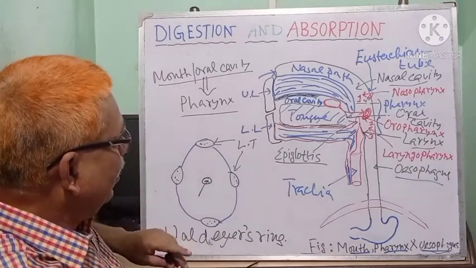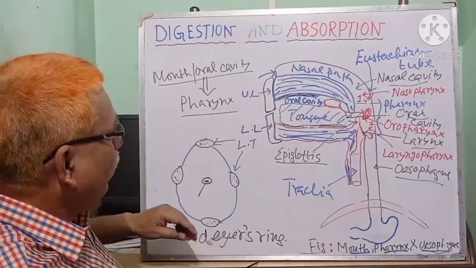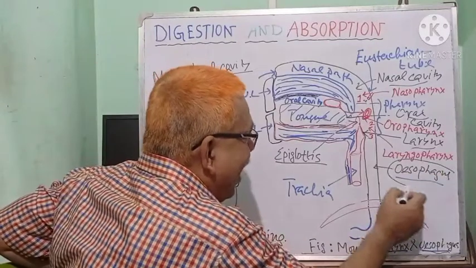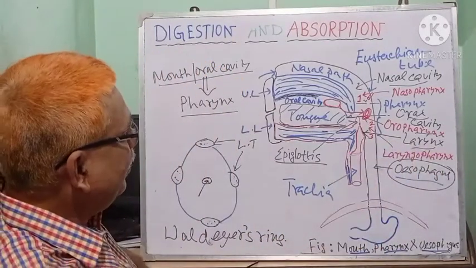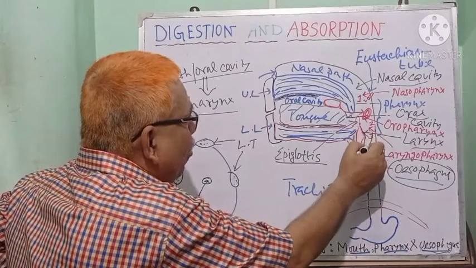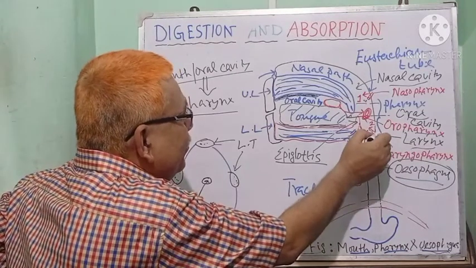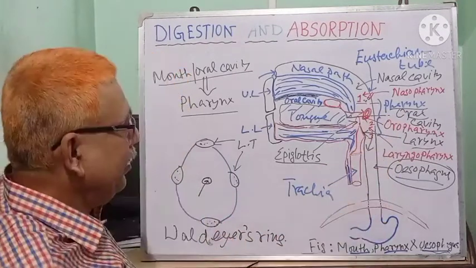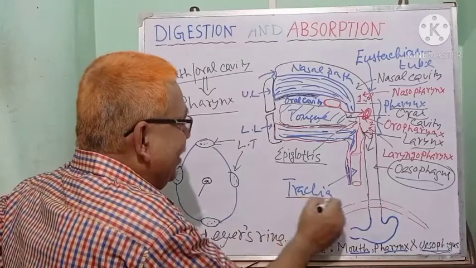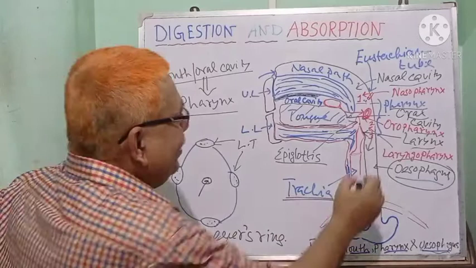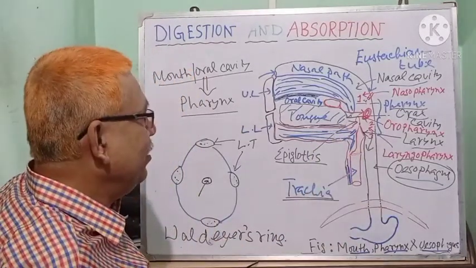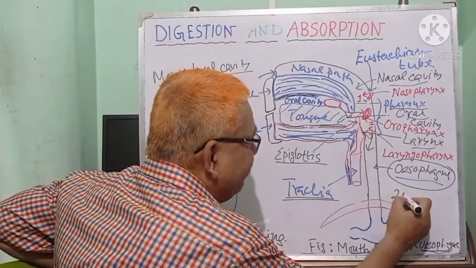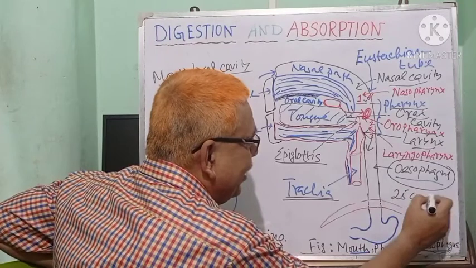So, this is all about the pharynx. And next comes the esophagus. The next part of the pharynx is called the esophagus. It lies behind the trachea, as I told earlier. And this esophagus is a muscular tube. It is about 25 centimeter in length.